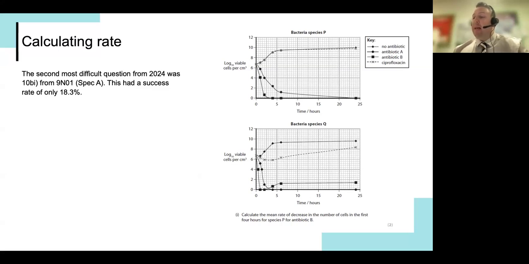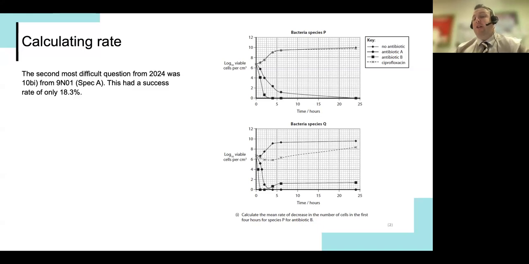Again, you can also see we've tried to cover some of the different papers. Paper 1 and 3 have been included, and some paper 2 questions there, but this one only had a success rate of 18.3%. This was a particularly challenging question. Again, it's the data set. Students are faced with this data.